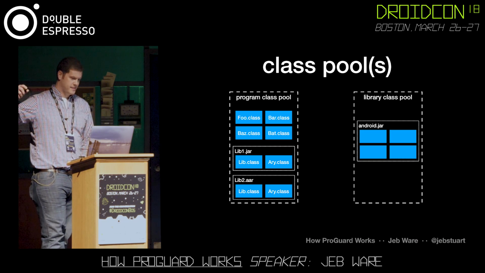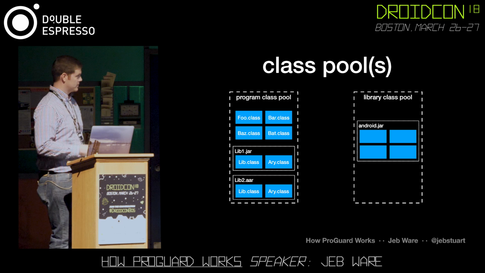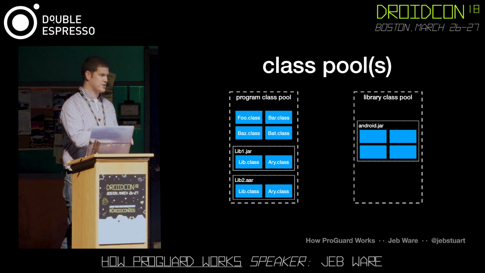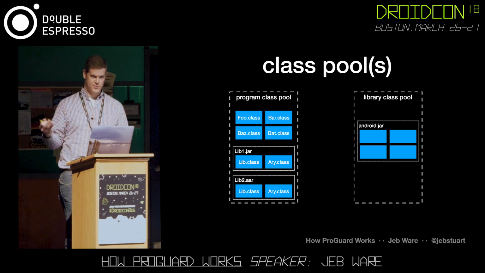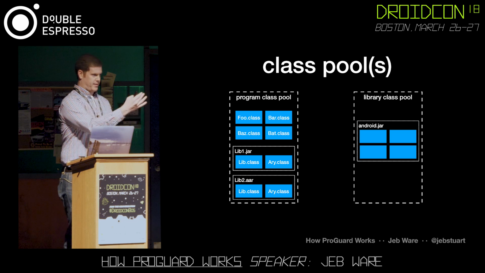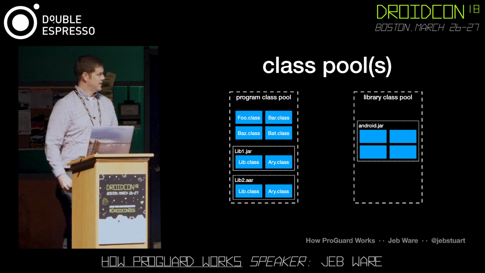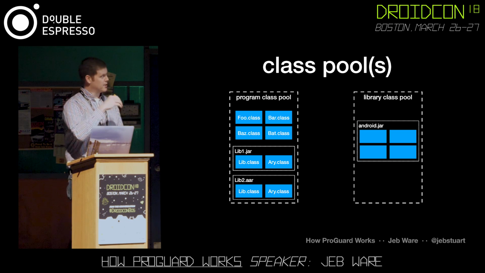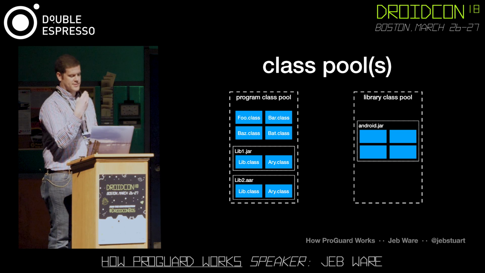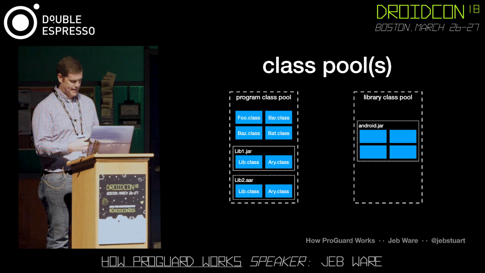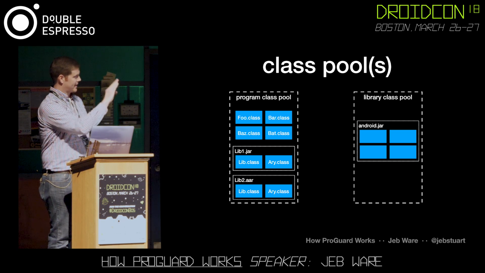It also loads in the library class pool. This is code that you're not going to ship, but you're counting on it to be there, right? So the Android framework. You don't ship, base context, whatever. But you are going to call those codes. So Proguard needs to know about it so that it can validate your code, but it can't transform it. So it has to keep it in kind of a separate pool.